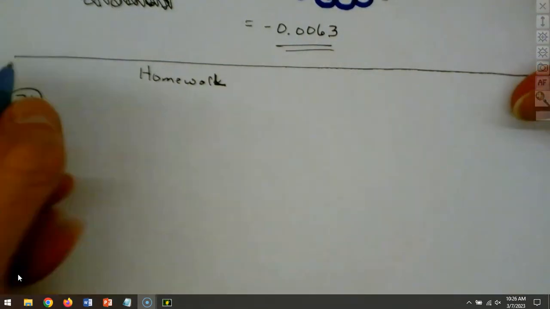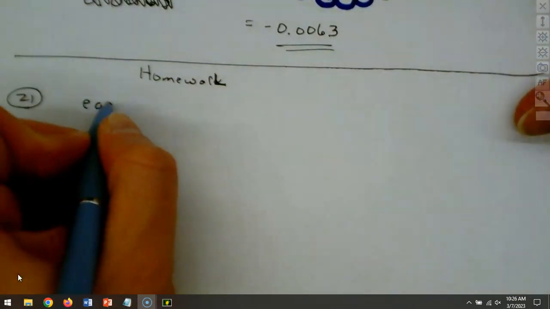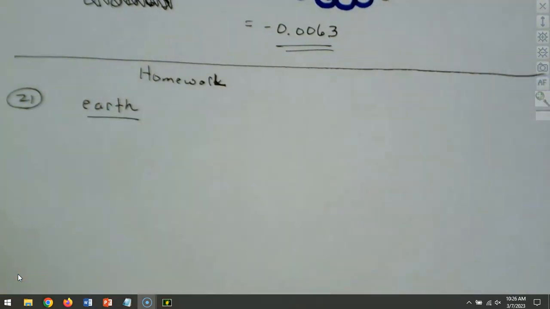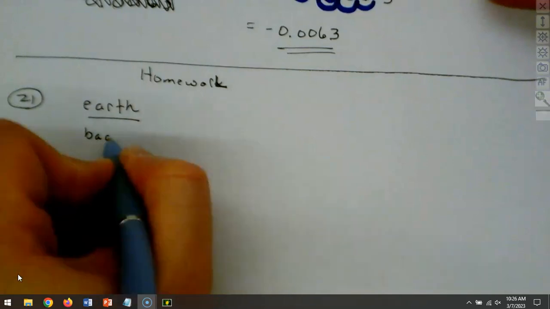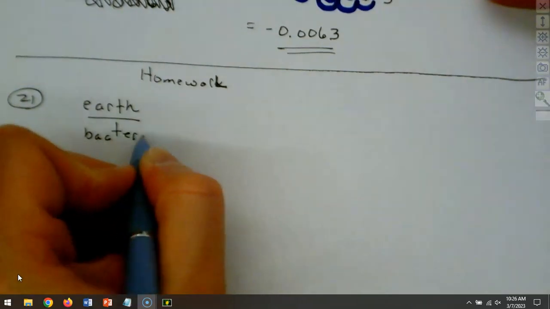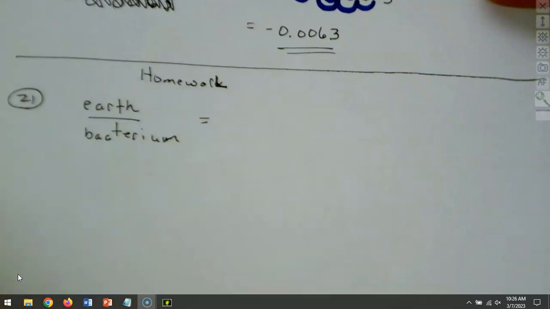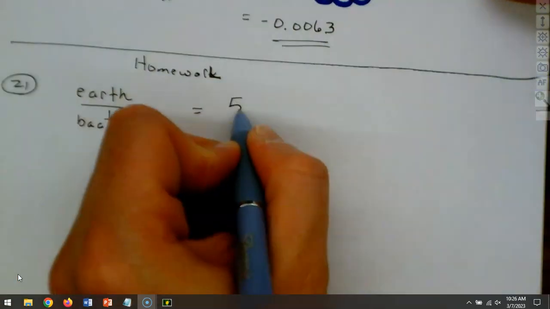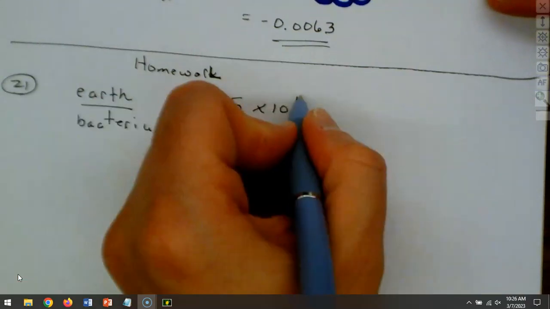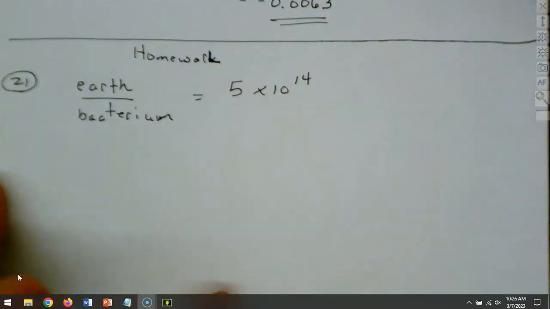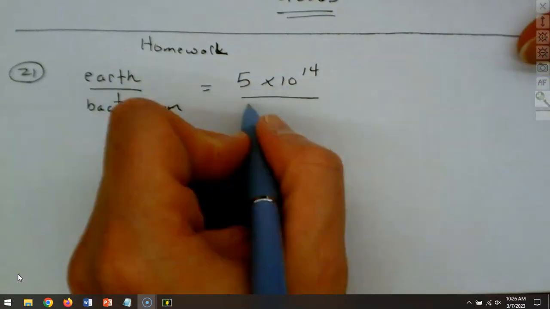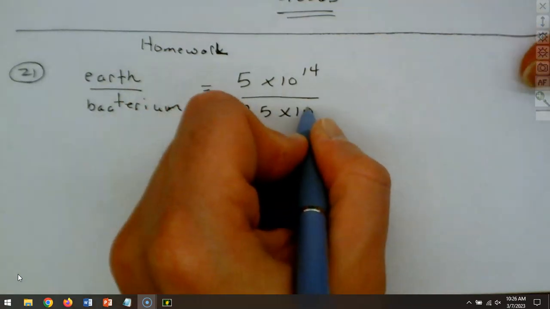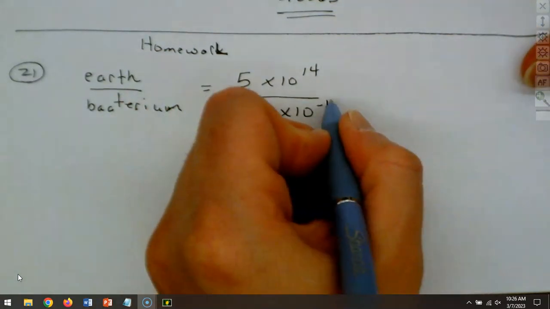So we're going to divide these out, and we're going to take the earth and we're going to fill it with bacteria. So we're going to take the volume of the earth, and we're going to fill that with bacteria. Now, what's the volume of the earth? Well, the earth's volume is 5 times 10 to the 14th power. Right? That's the volume of the earth. What about a bacteria? A bacteria is very, very small. So that's going to be 2.5 times 10 to the negative 16th power.